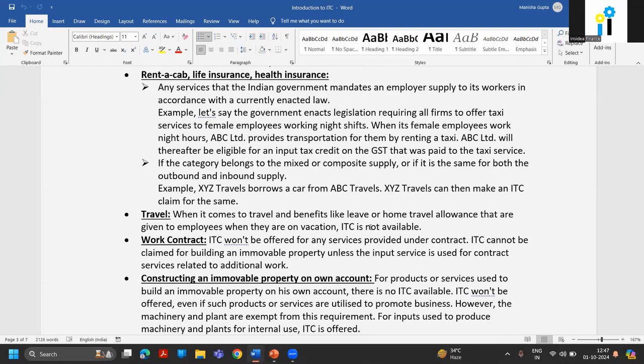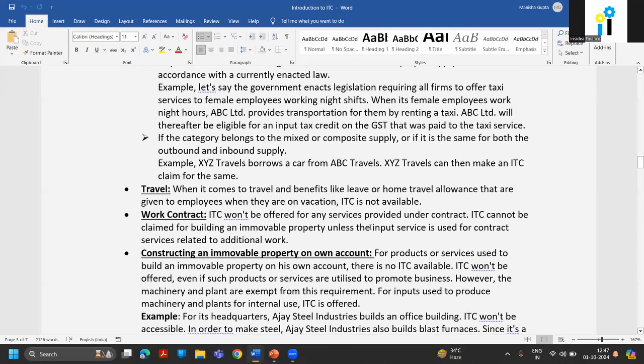Travel. When it comes to travel benefits like leave or home travel allowance that are given to employees when they are on vacation, meaning at the time of vacation employers give the benefit of leave or home travel allowance, then the company is not able to claim ITC.